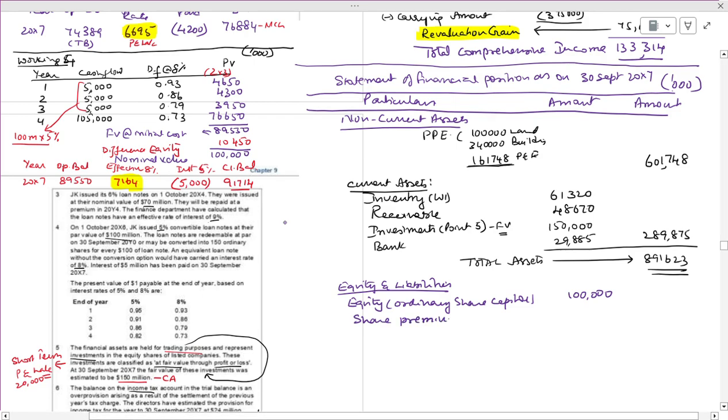We will not do working on this separately, equity and liability. Statement of changes in equity, if they ask, we have to do it; otherwise, don't do it. You don't waste time. Okay, next. Anything else?